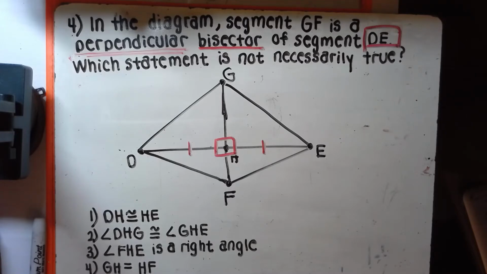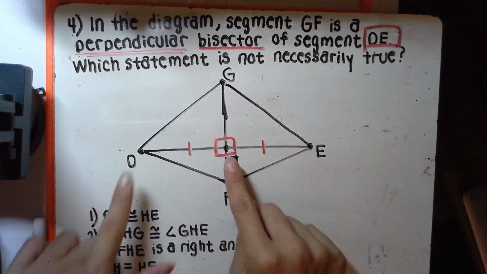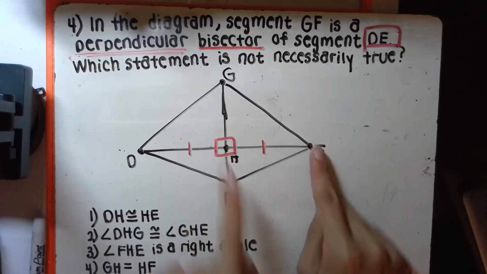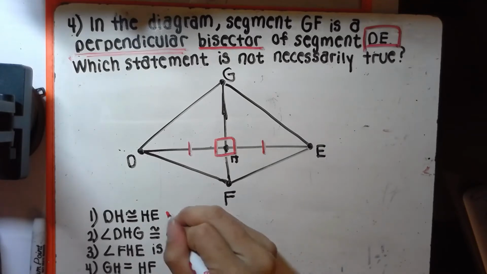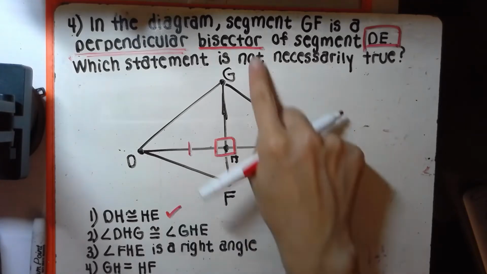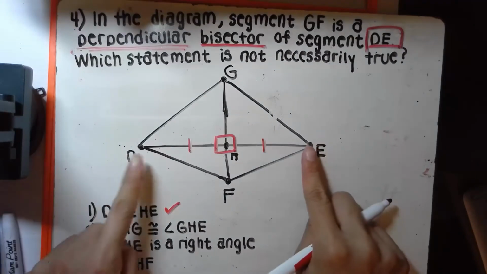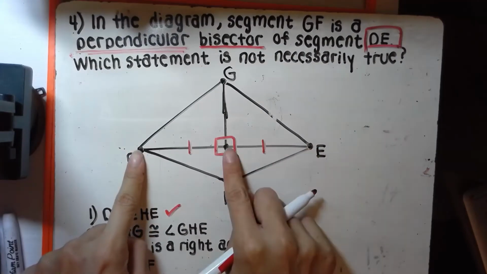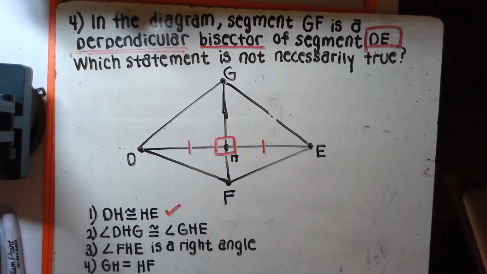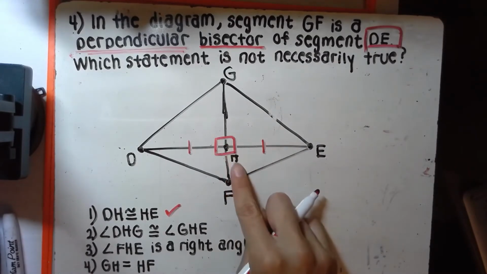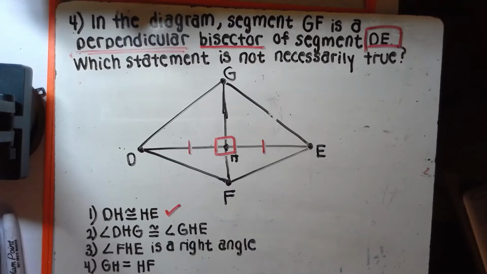Which statement is not necessarily true? Well, let's go down our options here. DH is congruent to HE. Well, this is true because of the word bisector here. We know that DE is a segment that was cut into two congruent or equal parts at this letter H here.